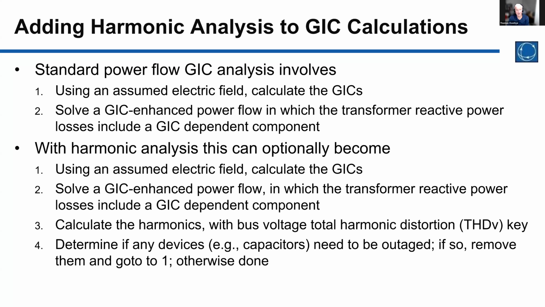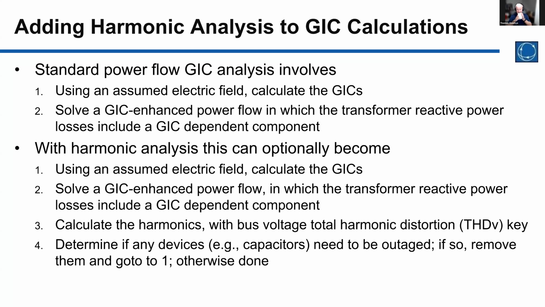When we want to add harmonics, what we're going to optionally do is again calculate the field, again calculate the power flow, then we're going to calculate the harmonics to see what impact they have. And in particular, we're going to look at something called total harmonic distortion in the voltages, which I'll talk about a little bit later on. Then we'll determine if that is so high that it would likely result in devices tripping, for example, capacitors. If so, we take the affected devices out of service and then redo the analysis.